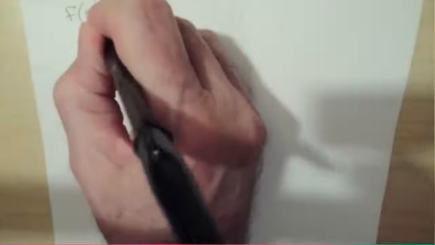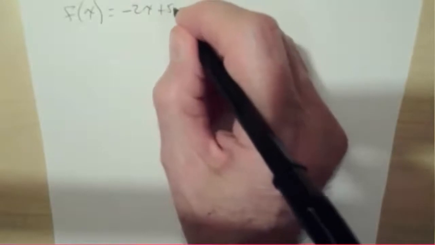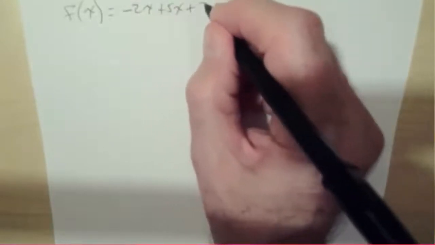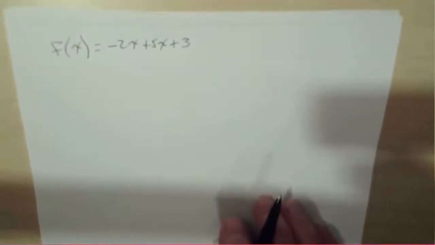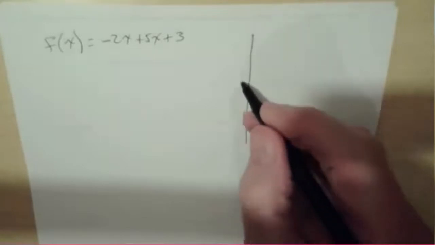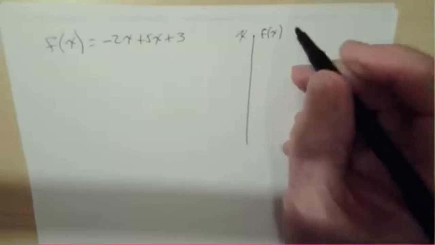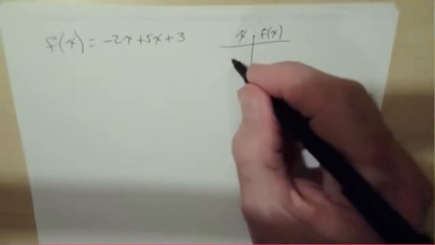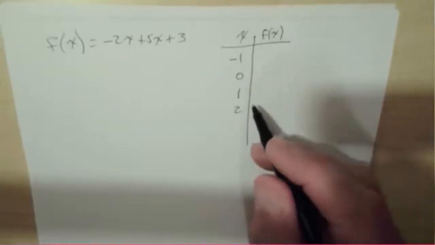Now, what if we have this? Get this if you're so smart. F of x equals -2x squared plus 5x plus 3. Okay, so we're going to make our little chart here. X and f of x. So if we have -1, 0, +1, and 2.